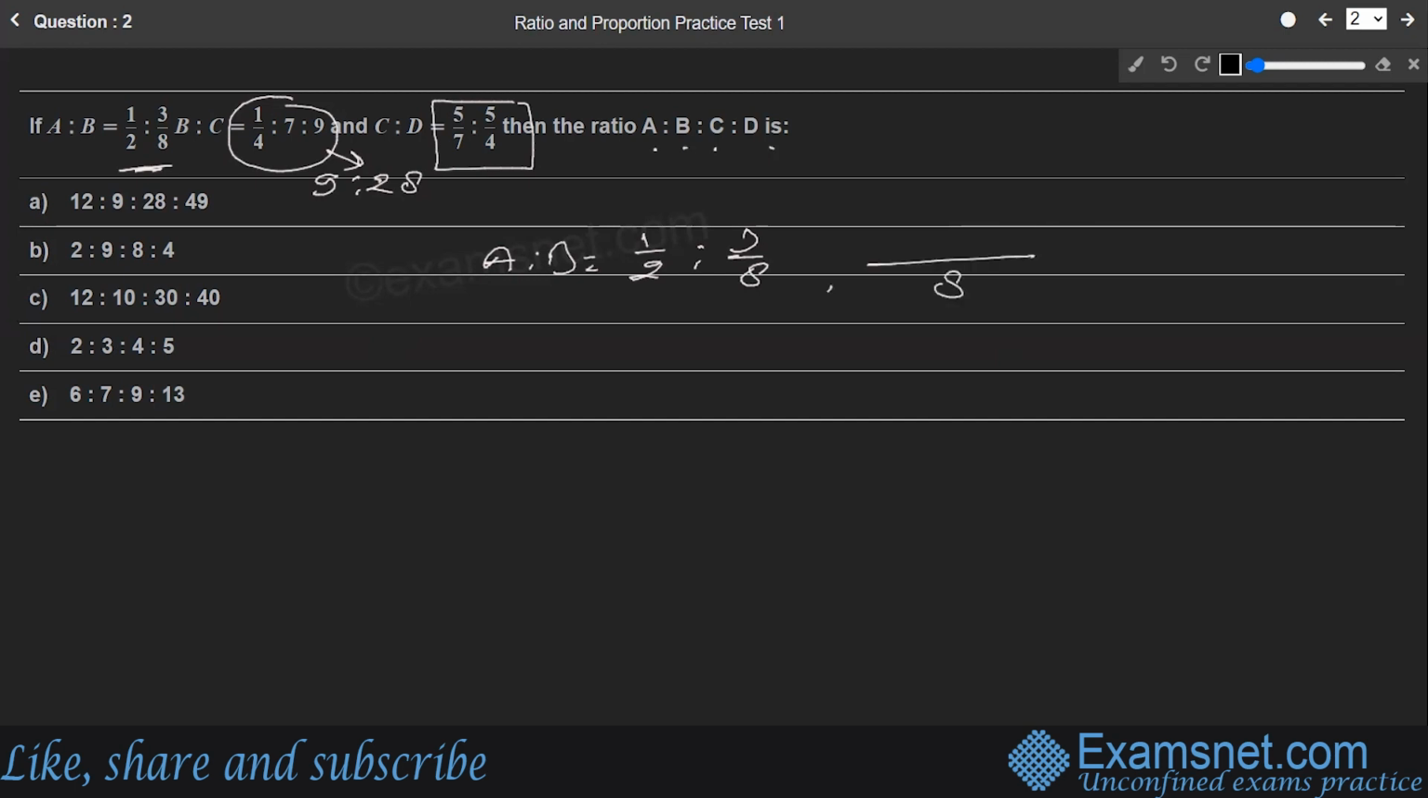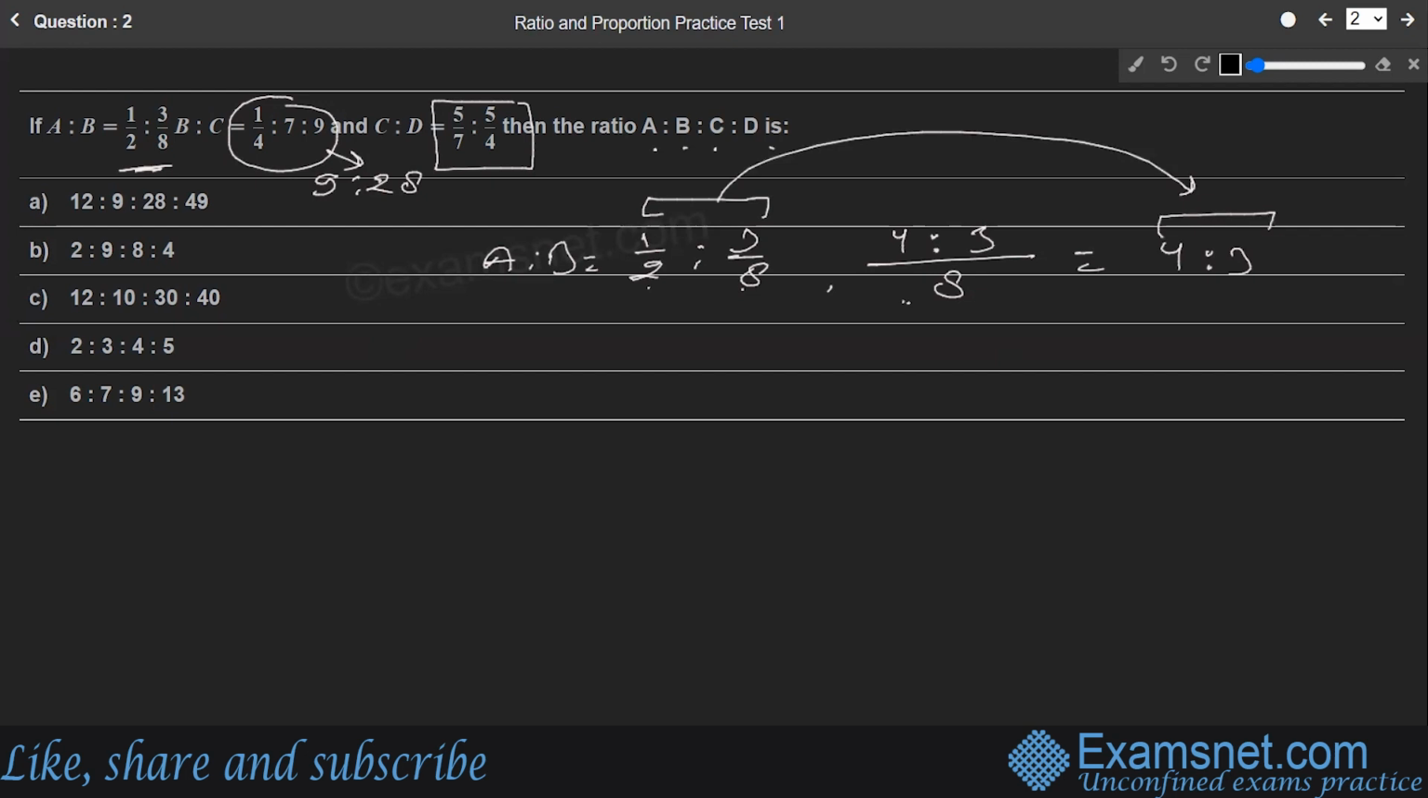The LCM is 8. Now let us solve this with the help of 2 and 8. So 2 4s are 8 and 4 1s are 4. So 4 comes up. 8 1s are 8 and 1 into 3 is 3. So this ratio is actually 4 is to 3. So the ratio of 1 by 2 is to 3 by 8 is actually 4 is to 3.